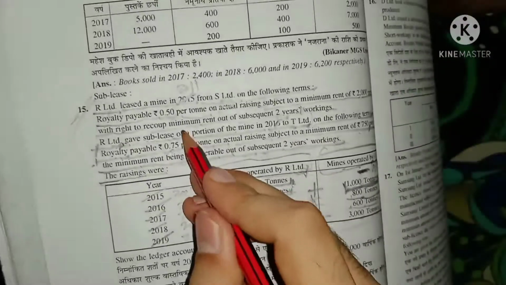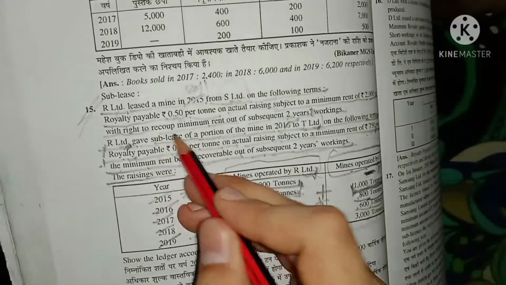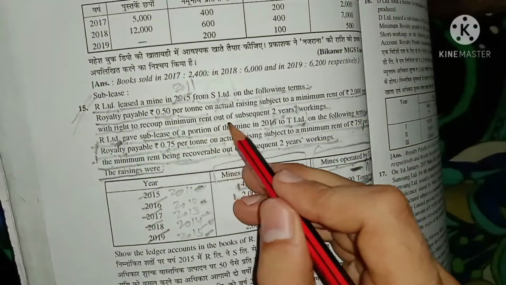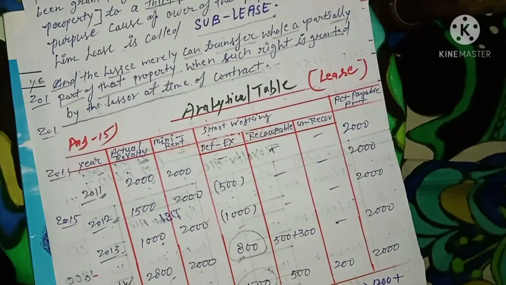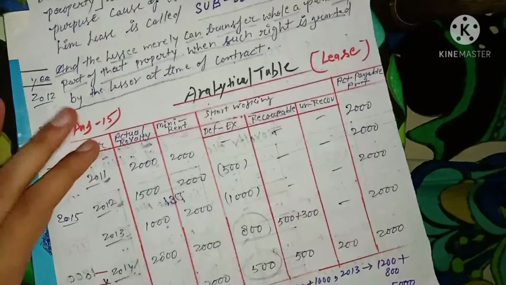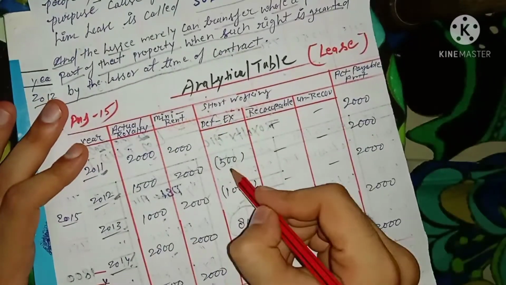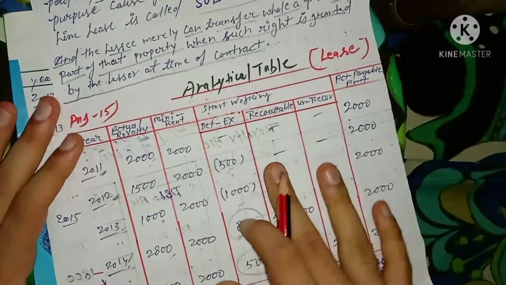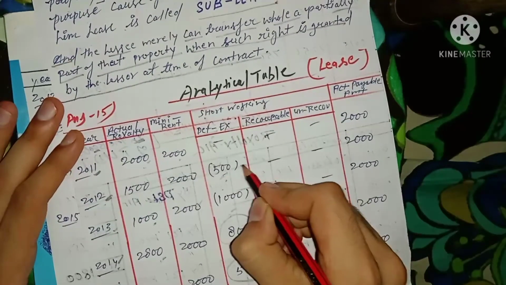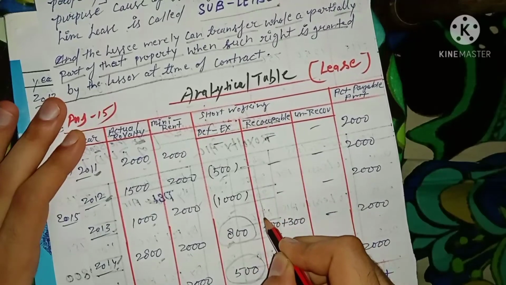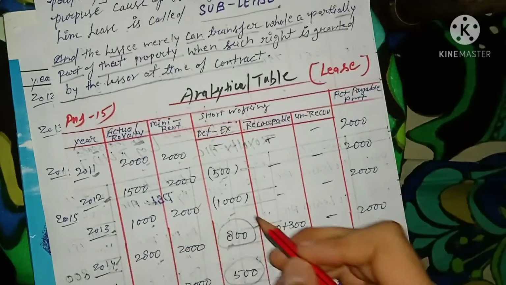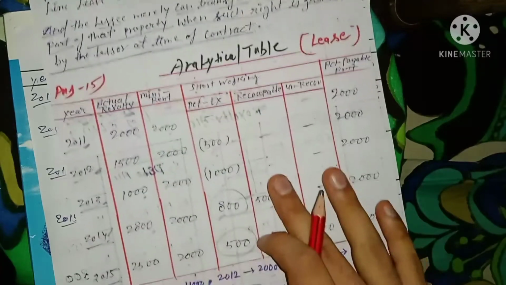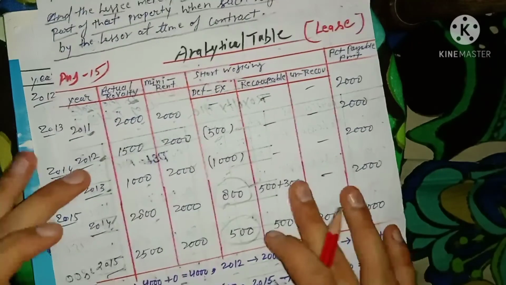recoupment terms and conditions. Here you can see the same thing as in the case of sublease: recoupment of minimum rent out of the subsequent 2 years' excess working. In the year 2015, the first time the amount of short working came out, of rupees 500. Now this amount can be recovered out of the excess working of the next 2 years. Here you can see in the year 2013 there was a short working amount of rupees 1000, so due to that it cannot be recouped.